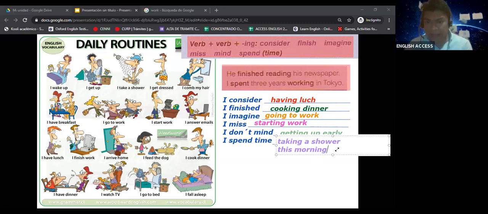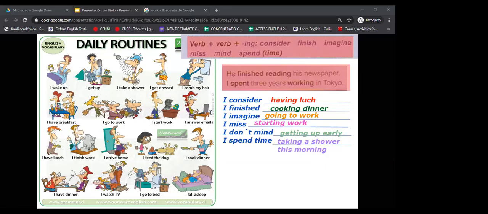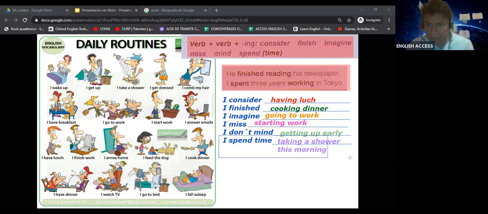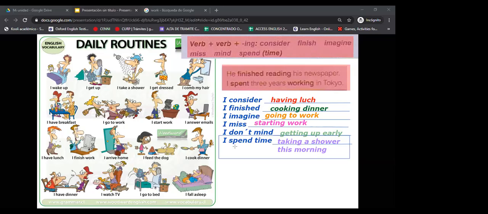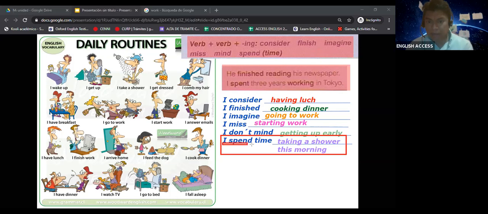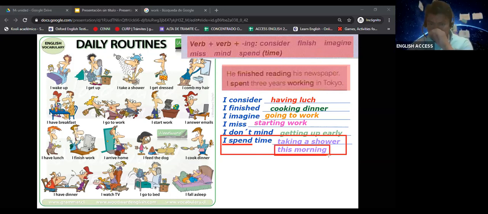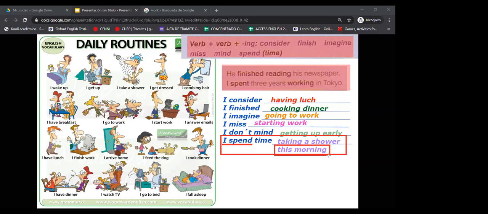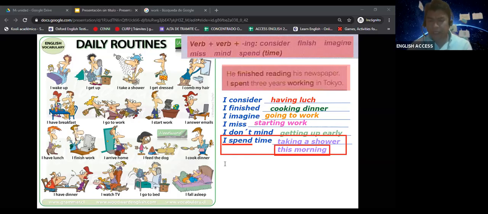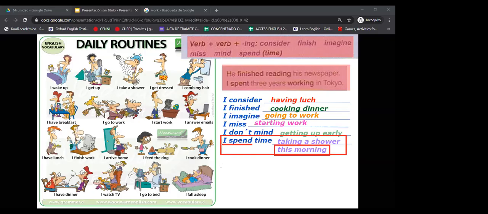Now, the complement is perfect, but now the sentence is incorrect. Let's check why. I spent time taking a shower this morning. What's incorrect? I spent. Is that present or past? Past. And this morning. Is it right now? Present or past? Only taking a shower is correct. I spend time taking a shower. That would be simple present, which is all the time, every day. And in the past will be I spent.